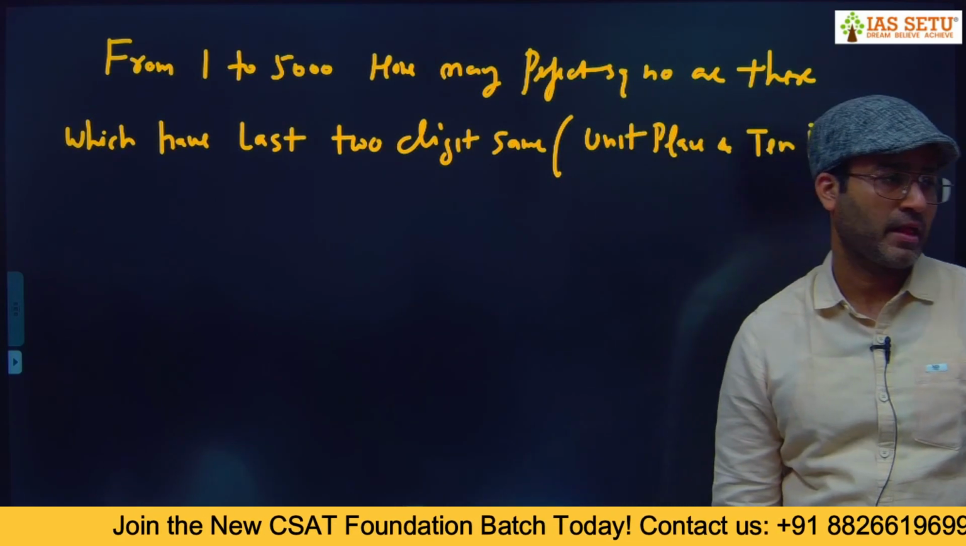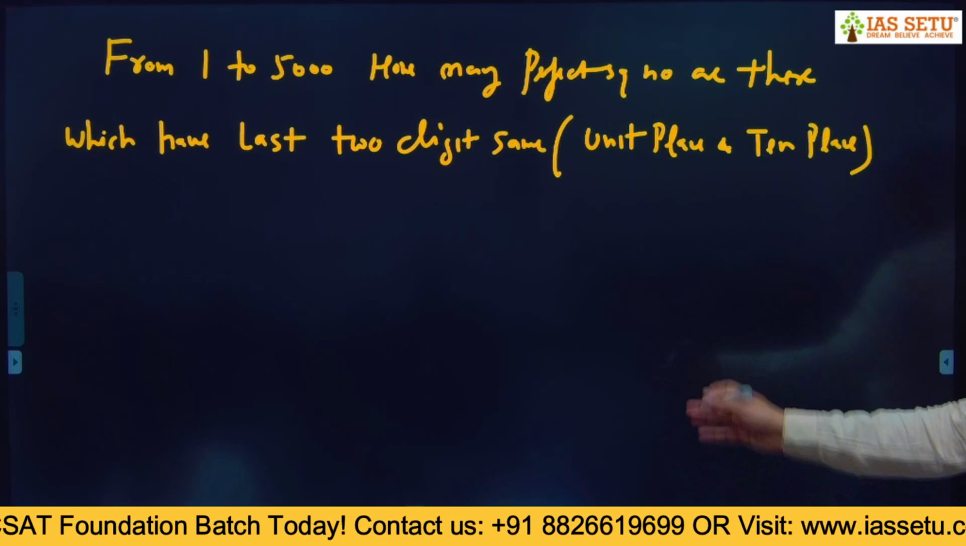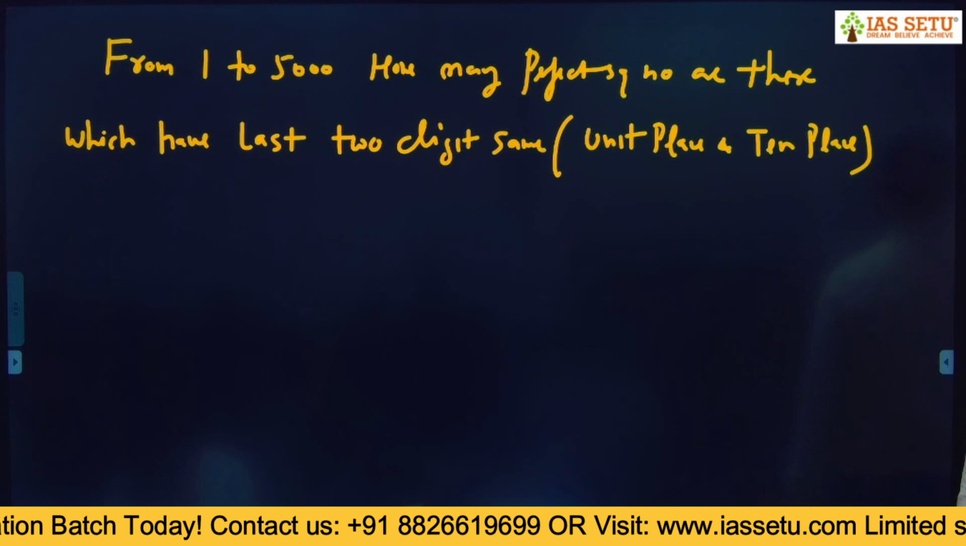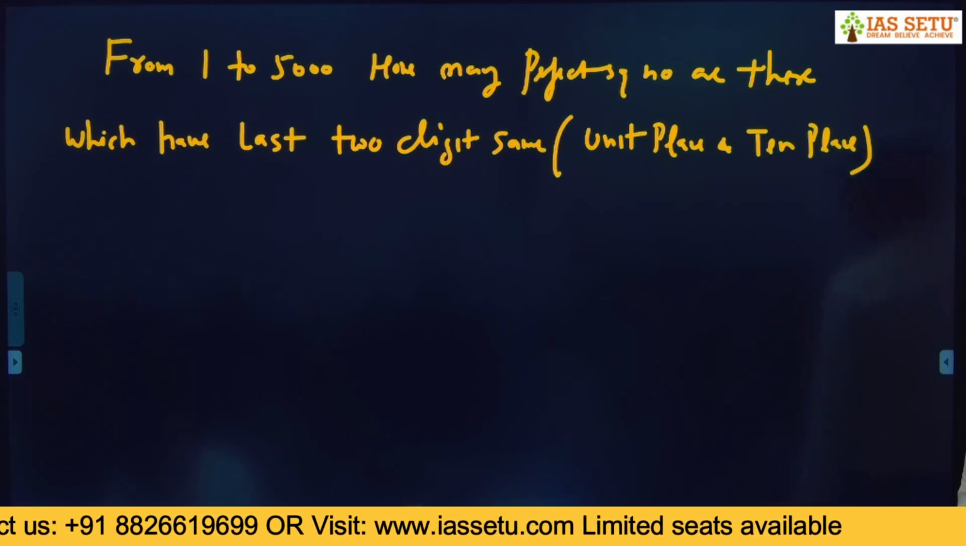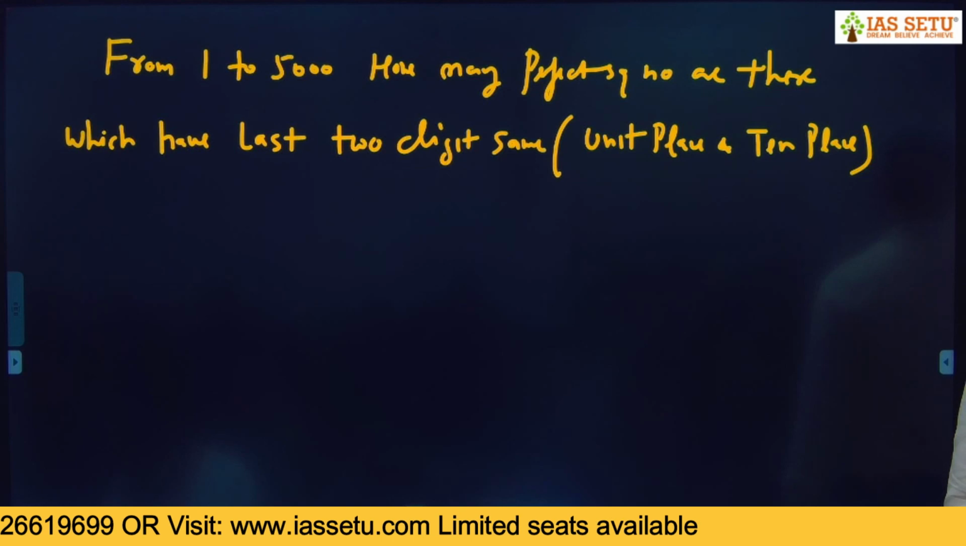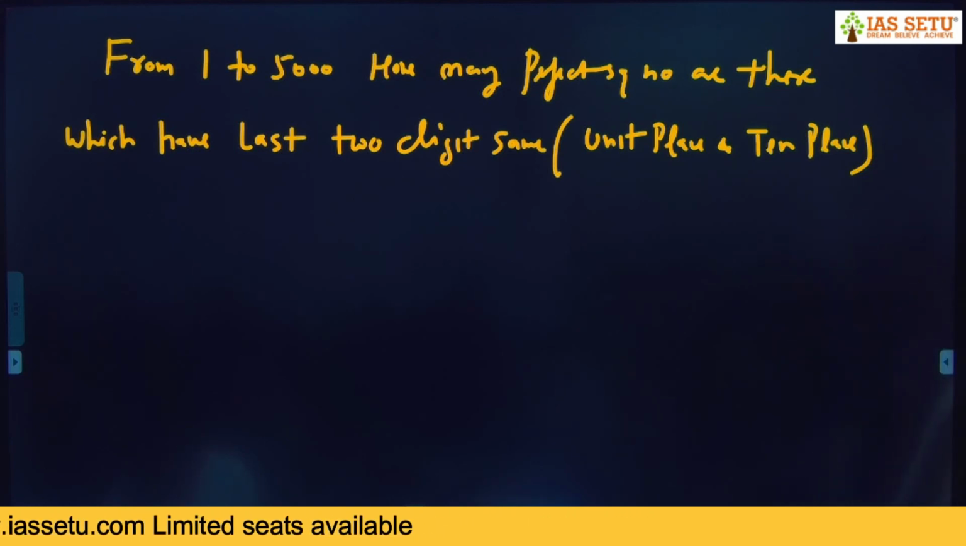Check. I have given you an idea. Range I have given you 1 to 5000. You have to check how many numbers are there which have either 00 or 44. In the last 2 digits there are only 2 possibilities. Either you get 00 or you get 44. कर ले काउंट.